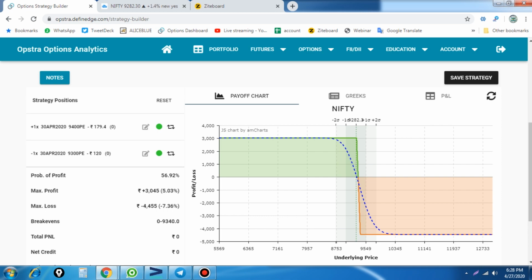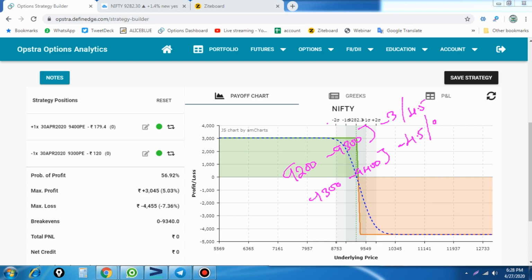So what I'm saying is, the two strategies which I'm going to do: with the 9,200 and 9,300 strike prices, both the puts, I have taken a 3k risk with 4.5k profit. And if I do the same strategy with 9,300 and 9,400, this time I'm going to take a 4.5k loss and 3k profit. So this is not a good risk reward ratio, the risk is more compared to the reward.